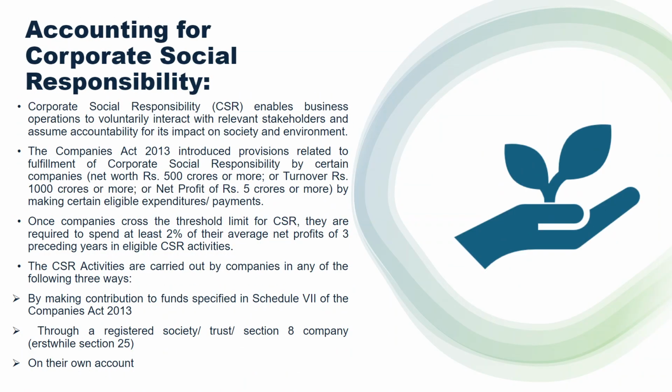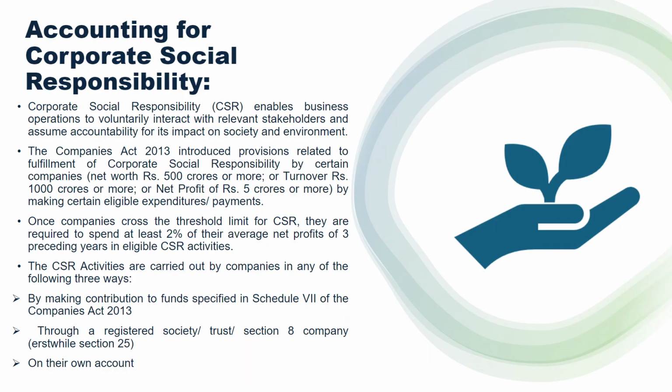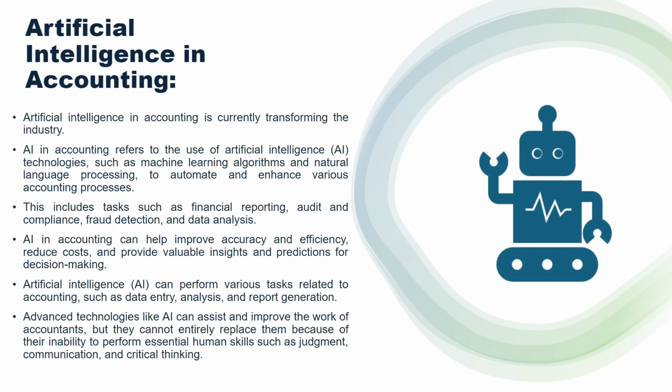So therefore, students, in this video we discussed the recent trends in accounting as per our advanced accounting second syllabus. In that we have discussed forensic accounting, then accounting for corporate social responsibility, then accounting for derivative contracts, and finally artificial intelligence in accounting. So I hope you understood the information I have shared with you related to this topic, and definitely it will be useful for your examination as a theoretical question.